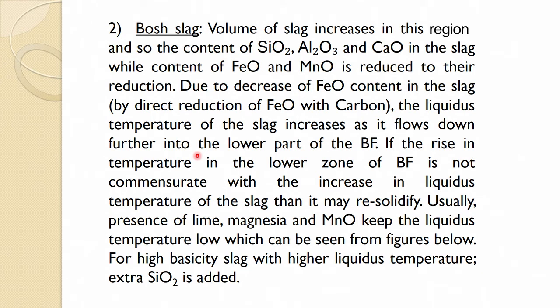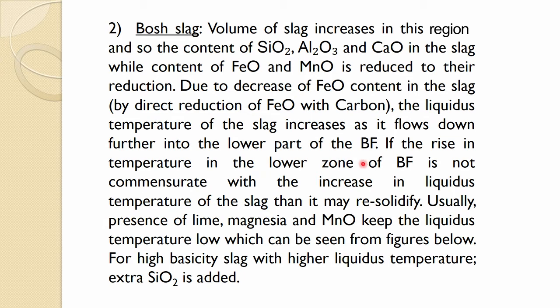After it becomes totally liquid, below the lower boundary of the cohesive zone, bosh slag starts forming. So, bosh slag is where the volume of slag increases in this region, and so the content of SiO2, Al2O3 and CaO in the slag increases, while the content of FeO and MnO is reduced due to their reduction. So, due to the decrease of FeO content in the slag by direct reduction of FeO with carbon, the liquidus temperature of the slag increases as it flows down further into the lower part of the blast furnace.